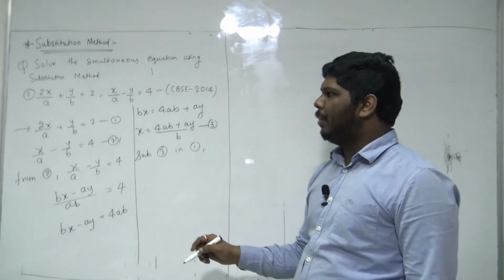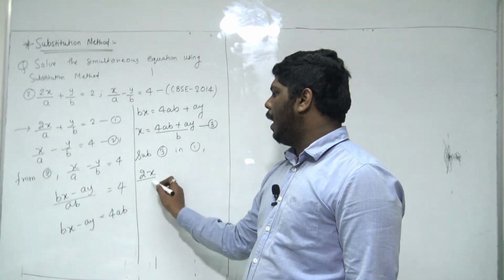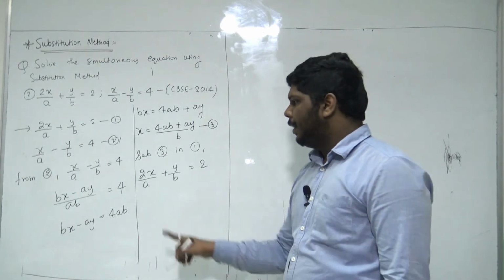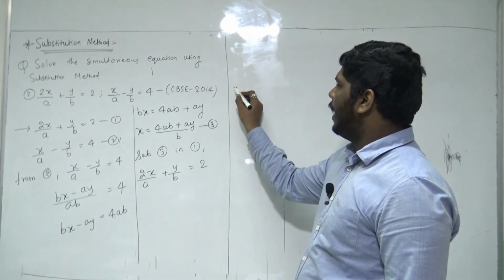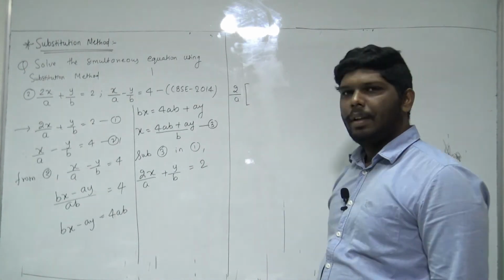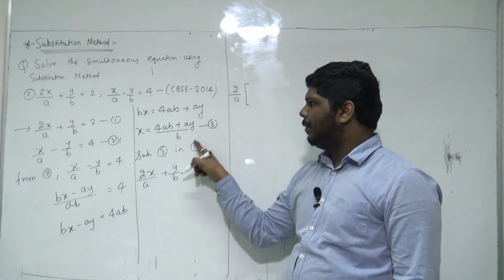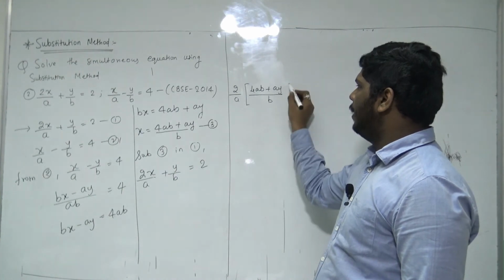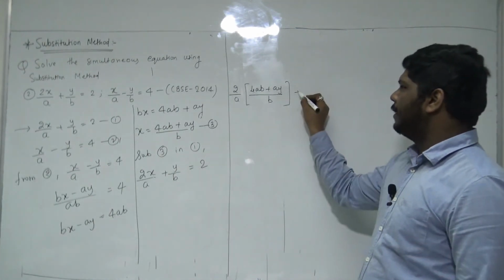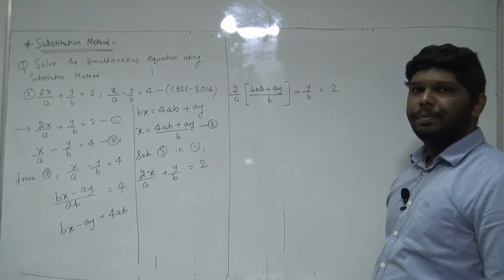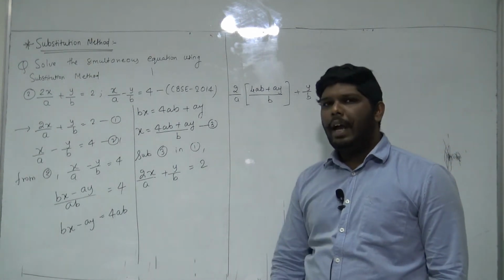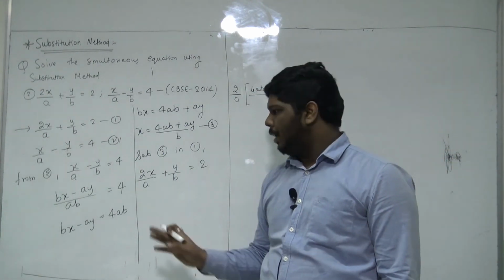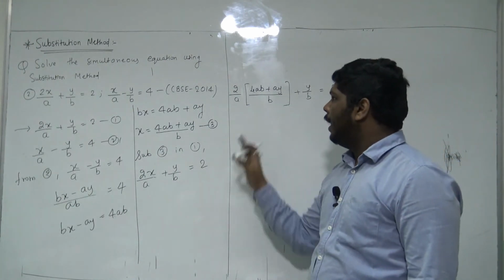Now let us write equation number 1 first. Equation number 1 is 2x upon a plus y upon b is equal to 2, right? Now 2 upon a as it is, if you see, value of 2 upon a remains same. What is value of x? Value of x is this one. So this will be 4ab plus ay upon b plus y by b is equal to 2, right? Slowly we are going to simplify it, and at the end we will get the value of y. Now this expression, if you see, this is a linear equation in terms of y because x is already eliminated, right?